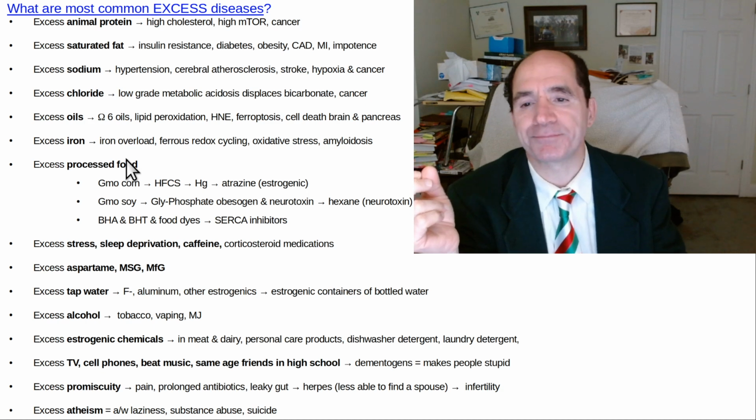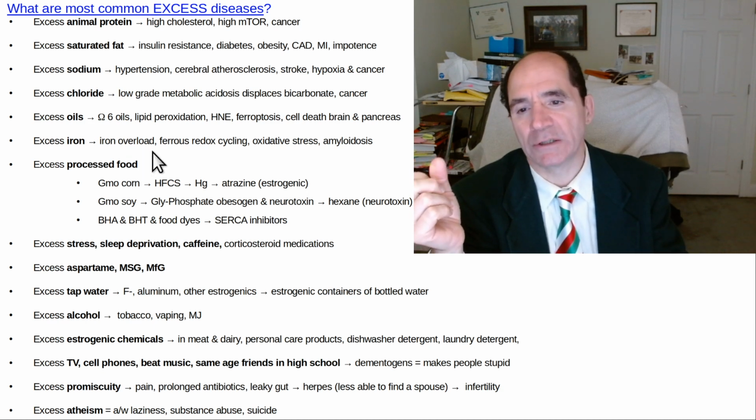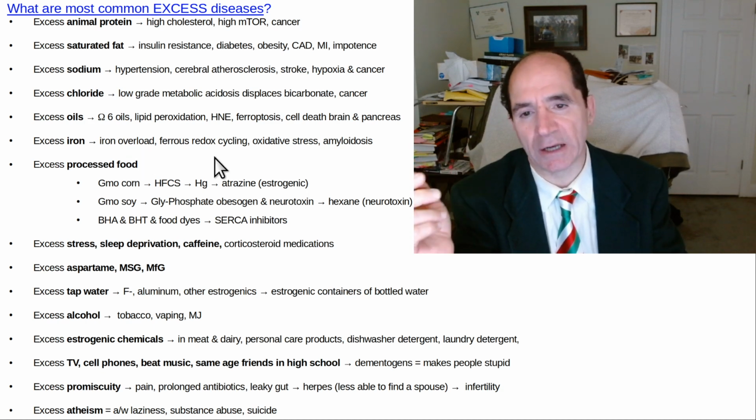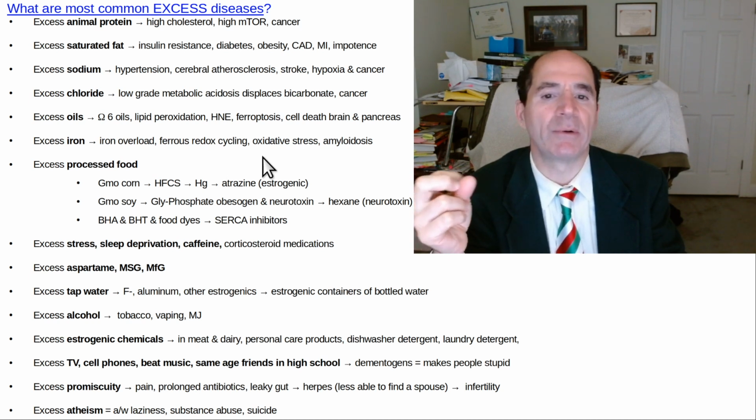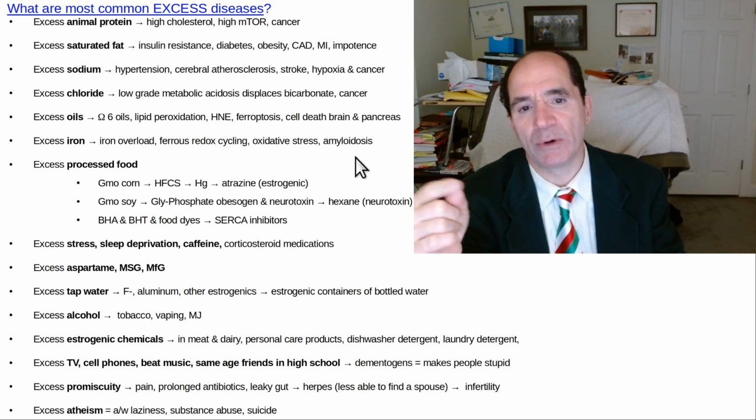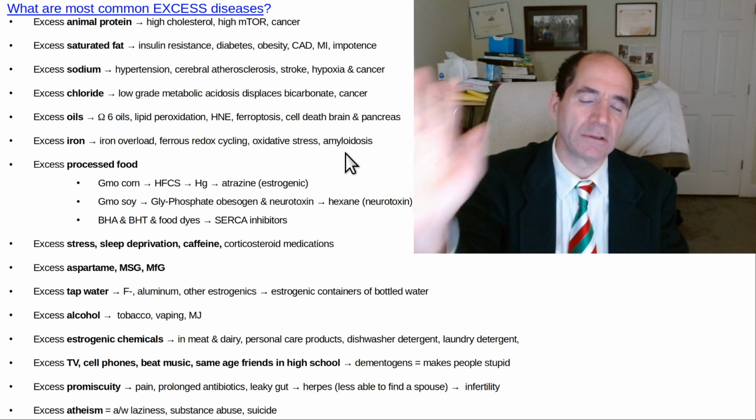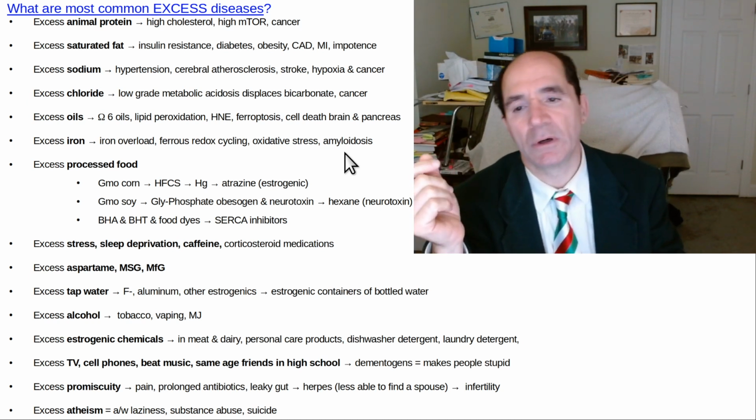Excess iron. We talked about that in a whole bunch of lectures on iron overload, leading to ferrous redox cycling, generating free radicals and oxidative stress, also promoting amyloidosis, all the Douglas Kell and Etheresia Pretorius work.